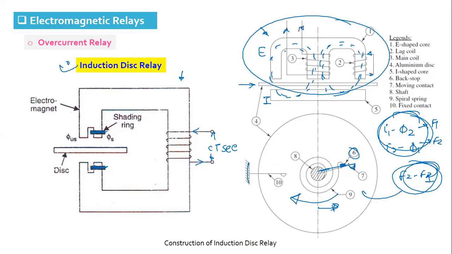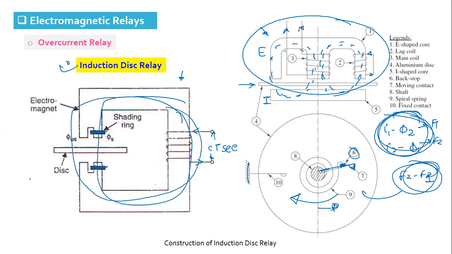So this relay operates when the operating torque is more than the restraining torque. Operating torque is developed by the interaction of flux and current. Restraining torque is developed by the spring. Okay, any doubt? In another case, here we have used the shading ring principle. The use of the shading ring is to develop the phase shift, because single phase flux will not be able to rotate the disc, which is held back by the spring.